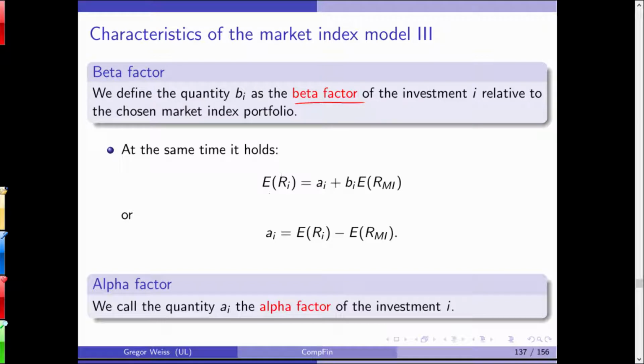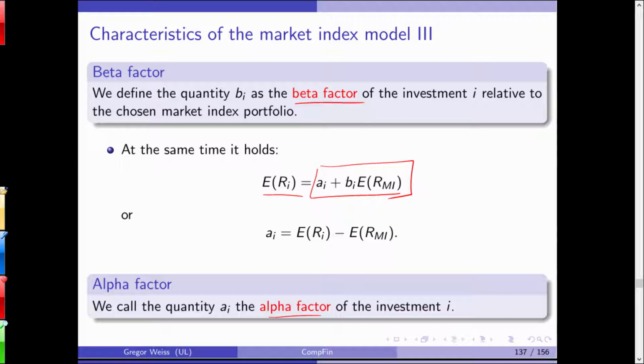We also can see that the expected return is given by the alpha factor plus the beta factor times the expected return on the market. And you can see what? The alpha factor is what? What is this? Yeah? What is it? What is the alpha? The excess return. Yeah, the expected excess return over the market.